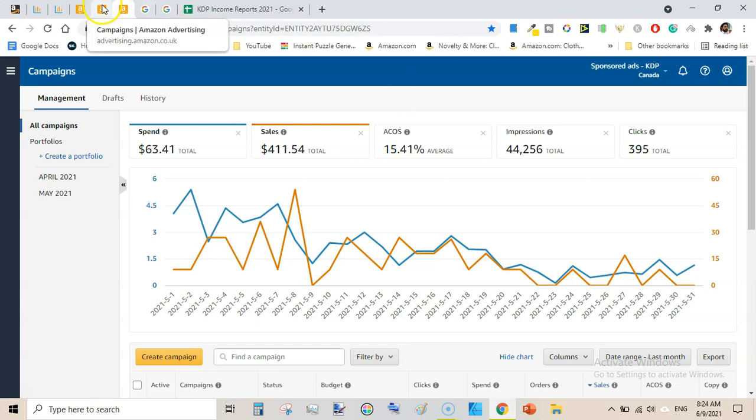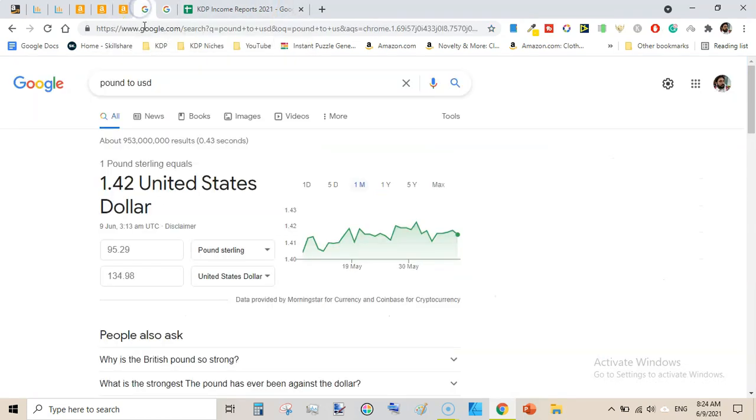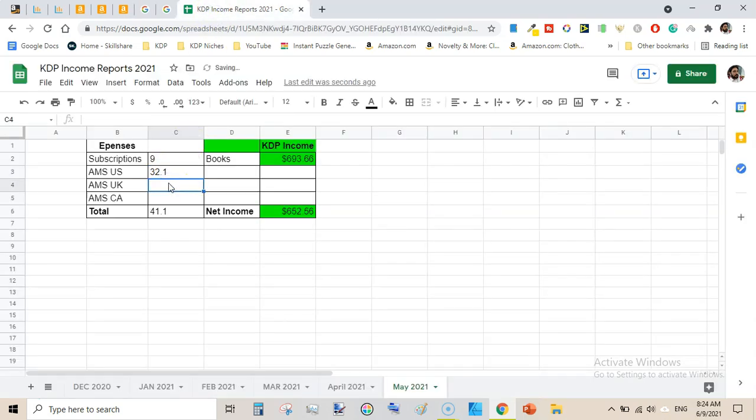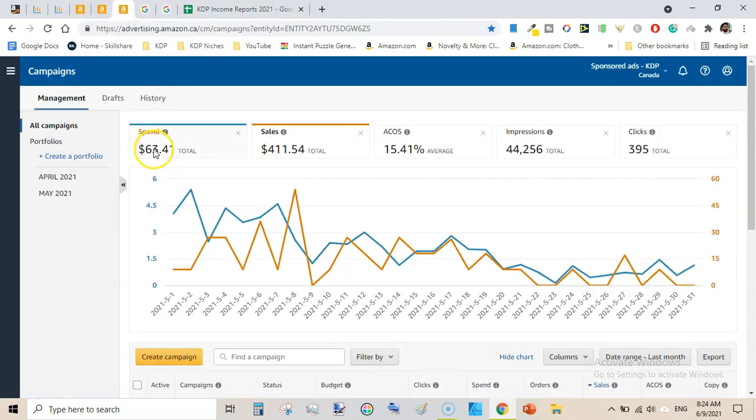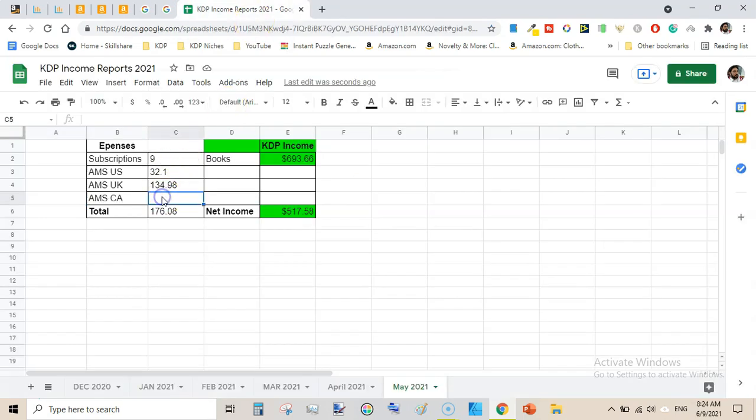So I have been spending more money on Amazon UK and Amazon Canada. So let's input our figures. 95.29, and that is pounds. Let's convert into dollars, and here pounds to dollars 134.98. So that is the UK marketplace expenses. So let's now change the Canadian dollars. Canadian 63.41, and these account for 52.39 US dollars. So let's input here.